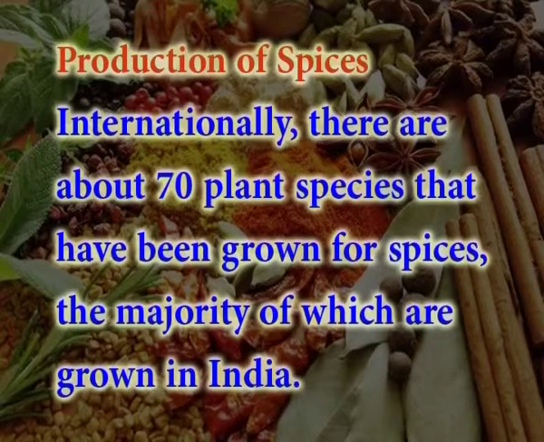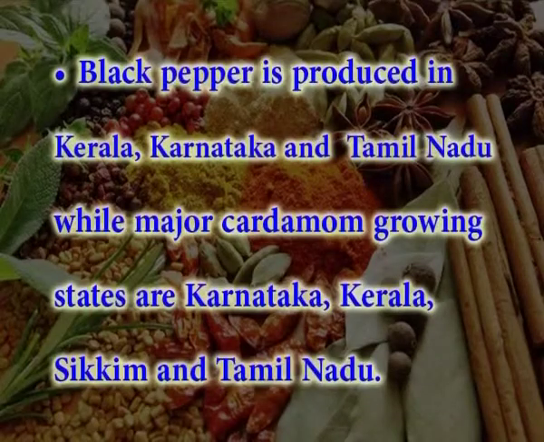Production of spices. Internationally, there are about 70 plant species that have been grown for spices, the majority of which are grown in India. Types of spices grown in different parts of India vary depending on the weather conditions. For example, black pepper is produced in Kerala, Karnataka and Tamil Nadu, while major cardamom growing states are Karnataka, Kerala, Sikkim and Tamil Nadu. Turmeric is mostly confined to Andhra Pradesh and Tamil Nadu.